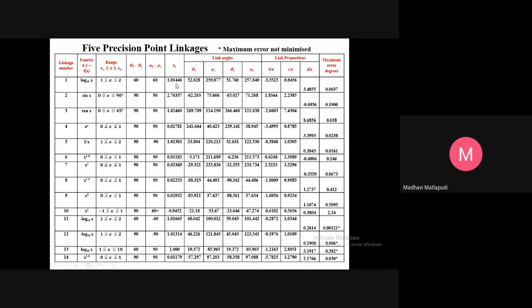Suppose you are taking the first precision point, x1, something in between xs and xf. That means in between this range, 1 and 2. Then you can measure the angles of this, input angles, output angles. Then these are the link proportions. You are fixing it for a particular value. Then this is the maximum error in degrees. Then you can obtain a linkage which gives us an output, a logarithmic function.